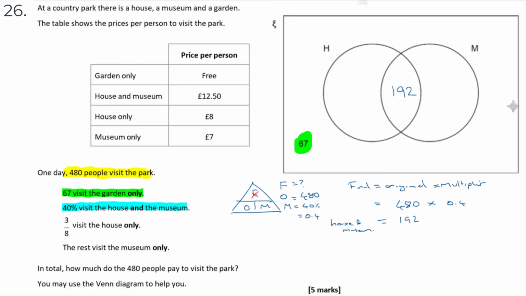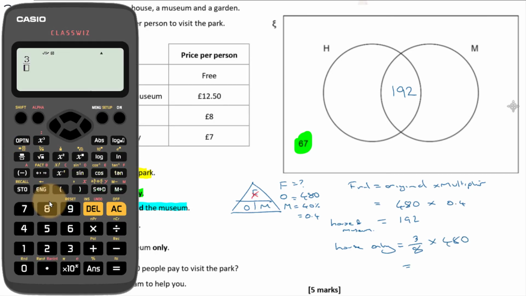Okay? And then we've got 3/8 visit the house only. What's 3/8 of the total then? So house only, that's going to be 3/8 of 480, isn't it? What's that? 3/8 of 480. That's 180. So that's house only, 180. Okay, so we dealt with that one.